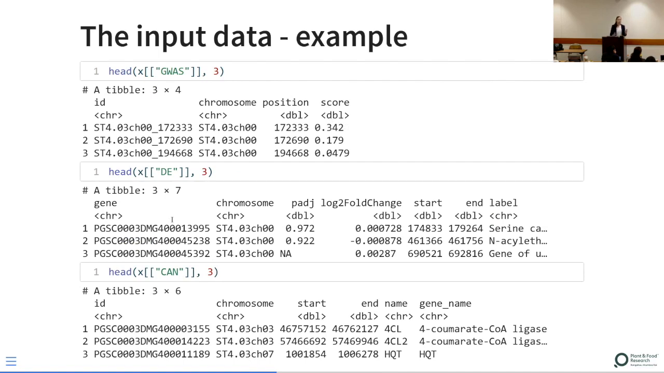Differential expression results are a bit more complicated in the sense that you also need to have the log2 fold change of the differential expression analysis, etc. For candidate genes, you need to give a name because they are going to be labeled in the graph. That's really useful if you want to reference a certain gene that you know is involved in whatever biological pathway, etc.